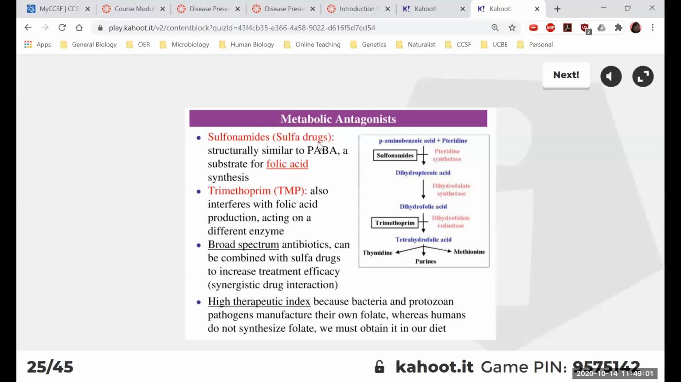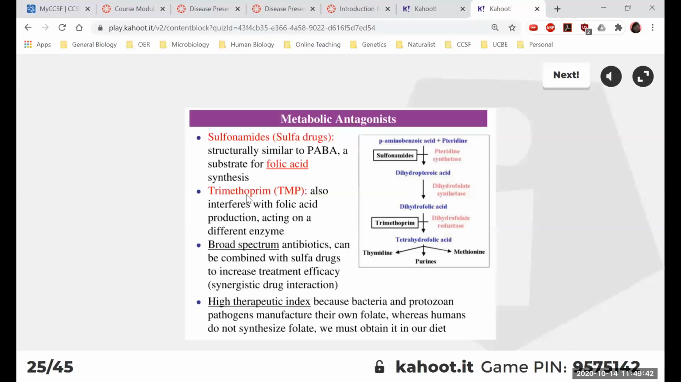So sulfur is structurally very similar to this chemical compound called PABA, or p-amino benzoic acid. PABA is the substrate for the first step in the folic acid synthesis pathway. The enzyme is called tyrosine synthetase. Because sulfur is chemically very similar to PABA, it can act as a competitive inhibitor of this enzyme. So when you have the sulfur drug added, this step is blocked, and you do not have dihydropteroic acid or dihydrofolic acid synthesis happening.